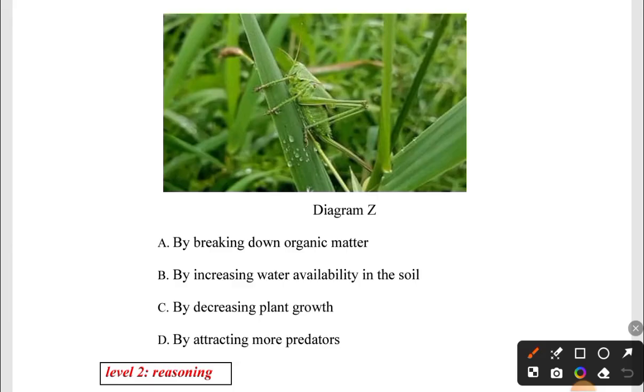A, by breaking down organic matter. B, by increasing water availability in the soil. C, by decreasing plant growth. D, by attracting more predators. The answer to this question is A, by breaking down organic matter.